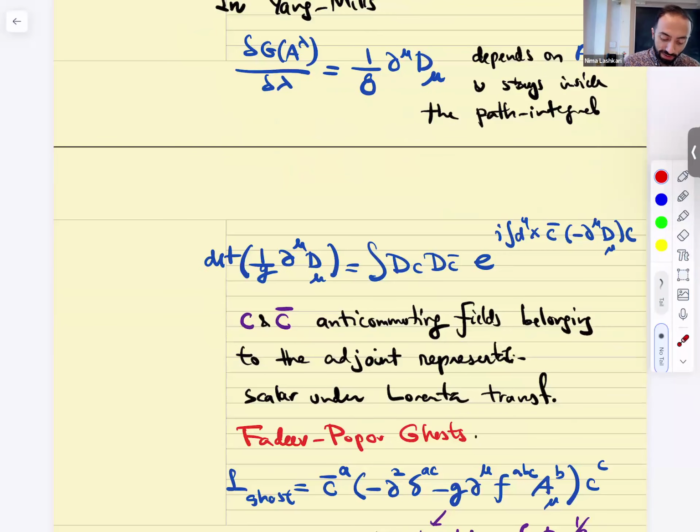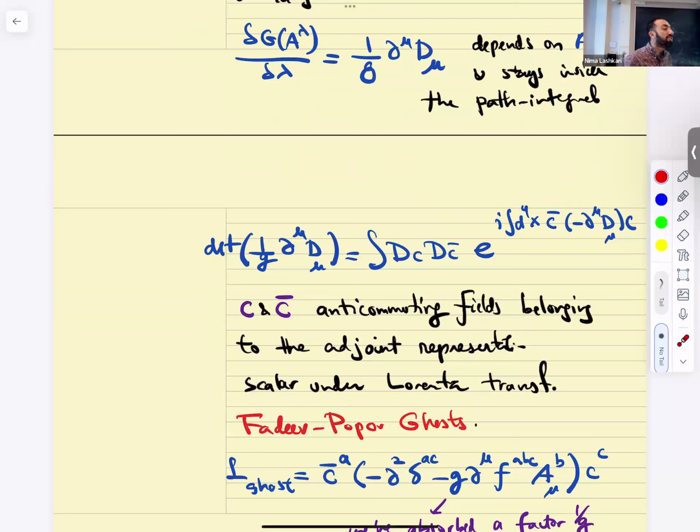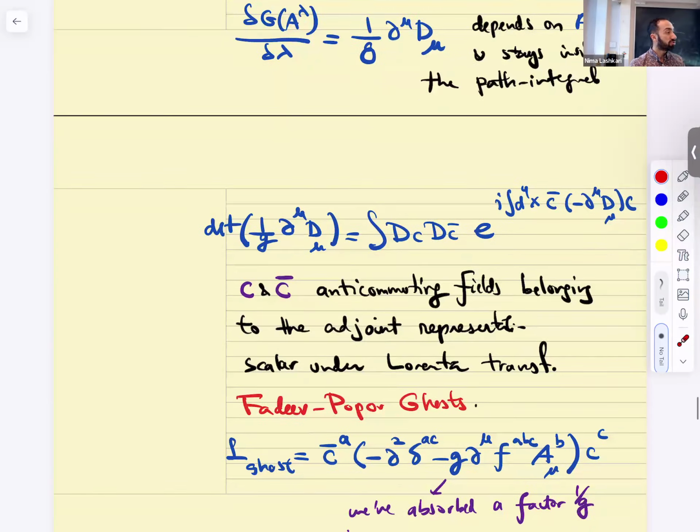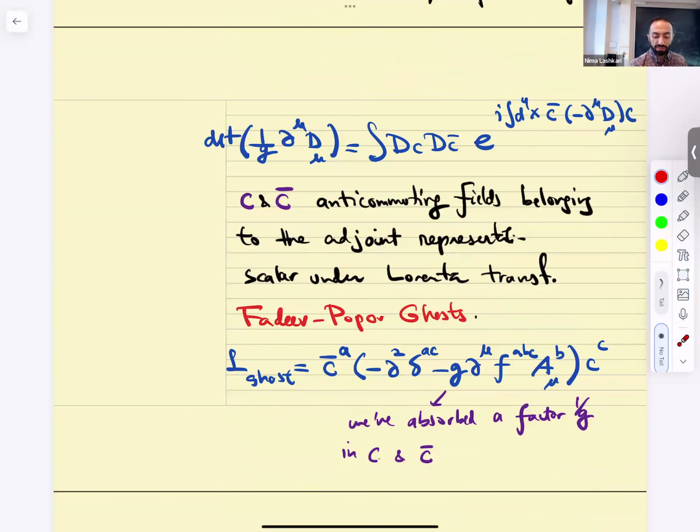Beautiful. So these are called Faddeev-Popov ghosts. This term that we add to the Lagrangian, we have to path integrate over the gauge ghost fields. This added to the Lagrangian is called the Faddeev-Popov Lagrangian, right? This is the ghost Lagrangian.